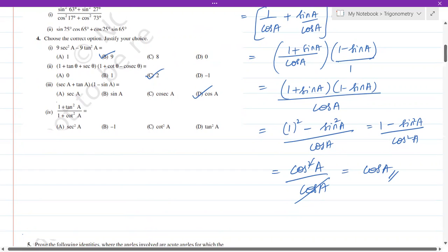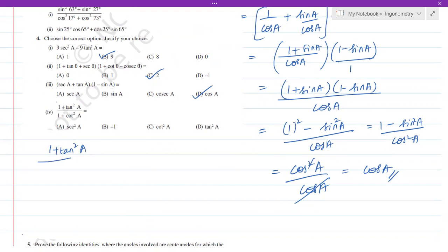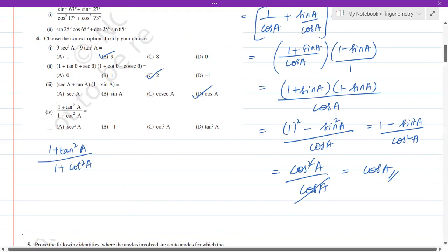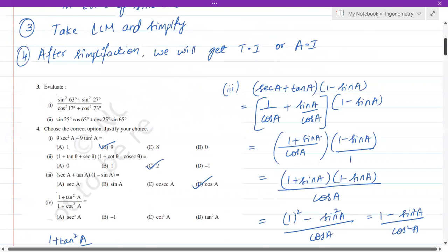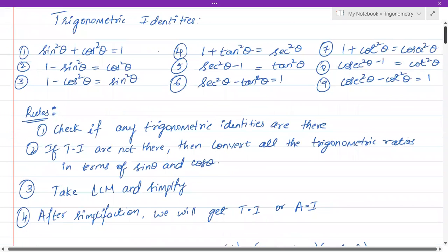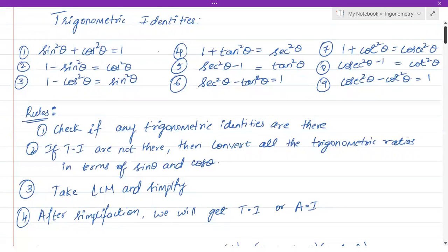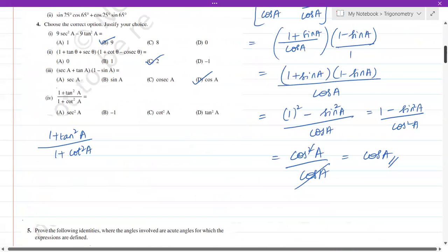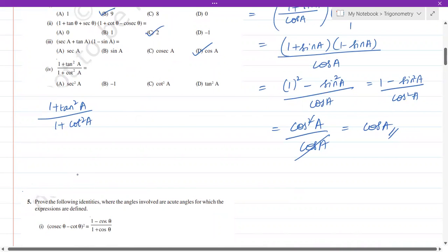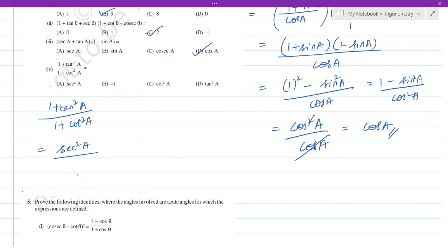Okay. So let's get into the next one. Let's do it here itself. The next question, 1 plus tan square A divided by 1 plus cot square A. Now, is there any identity? Yes, if you remember, there is an identity very clearly. 1 plus tan square theta is equal to secant square theta. Fourth one, and the seventh one, 1 plus cot square theta equals cosecant square theta. We remember that, isn't it? So instead of theta, we have got A here. So 1 plus tan square A can be written as secant square A. 1 plus cot square A can be written as cosecant square A.